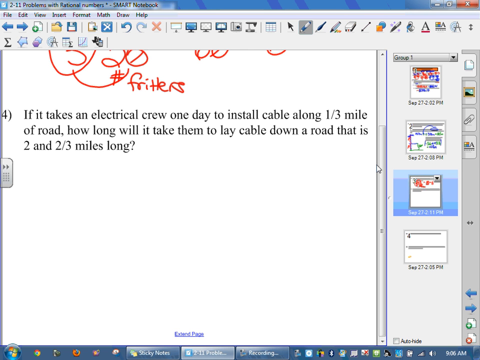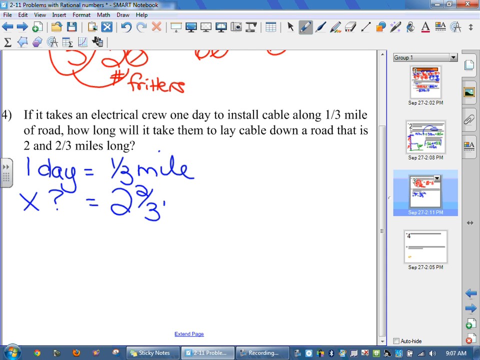Well, we can set that up as a ratio again. So we have 1 day is 1/3 of a mile. We want X days, we don't know how many days it's going to take, to have 2 2/3 miles. So we can set this up as a cross multiply and divide, or we can set it up as a ratio question where we're dividing one by the other. So how many thirds are in 2 2/3 is what we're trying to find.